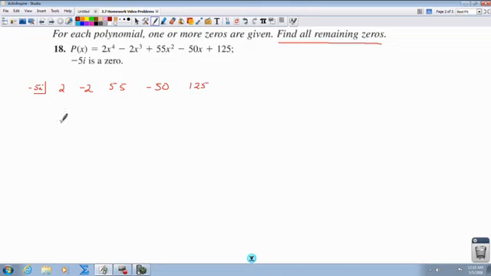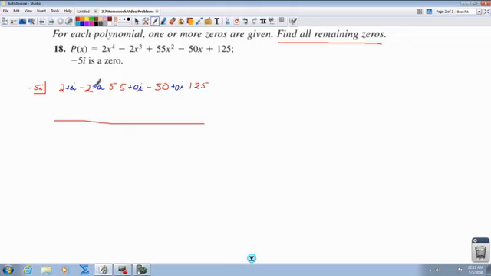Now, I want you to realize that as you're doing these, it is definitely helpful if you put some 0 i's in here. You've got to know that there's no i's attached to this 2, no i's attached to this 2, no i's attached to 55, no i's attached to negative 50, and no i's on 125.